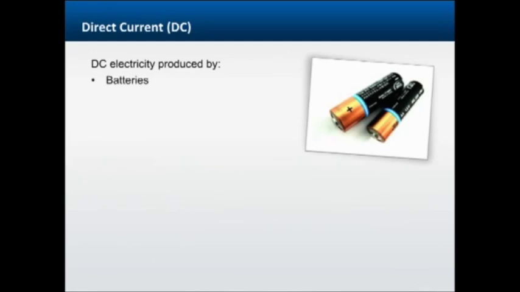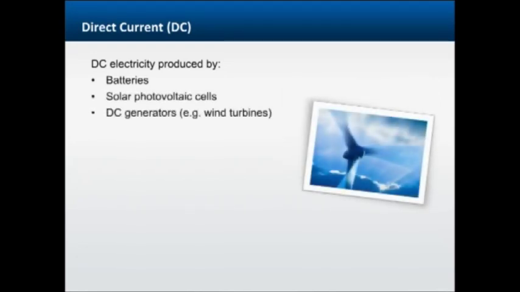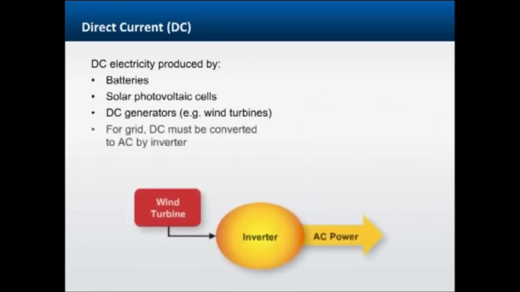DC electricity can be produced by a number of different devices. These include batteries, which are probably the most familiar source of DC energy, solar photovoltaic cells, and DC generators, such as those used in wind turbines and other small renewables projects. Using DC generators can be problematic since the electrical grid operates on alternating current. And so, when used in the grid, DC power must be converted to AC using a device called an inverter.